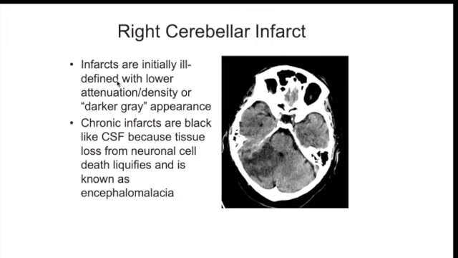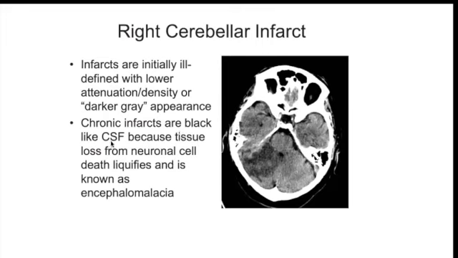So infarcts are initially ill-defined, with lower attenuation, which means lower density. So you're looking at something that has a darker gray appearance. So whenever you're looking at an image like this, and the history suggests that the patient has some sort of previous stroke, and you look at the color and it's not homogeneous gray, there's a darker part like this, then you should suspect that the patient has some sort of infarct, okay?